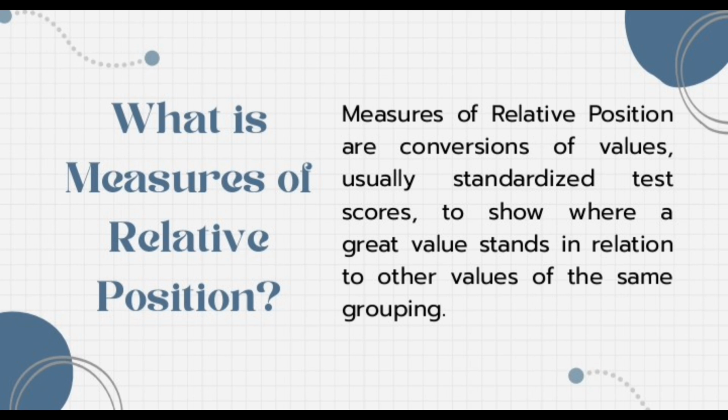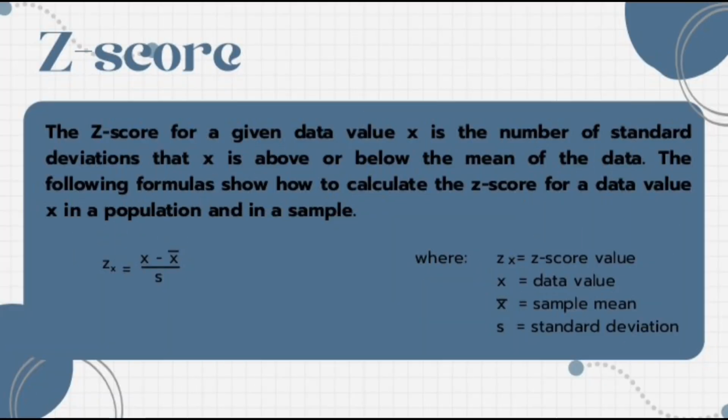One of the most common ways to measure relative position is through the z-score. The z-score for a given data value x is the number of standard deviations that x is above or below the mean of the data. The z-score tells us how far a value is from the mean, measured in standard deviations. So in simple terms, it tells us if a score is above or below average, and by how much.